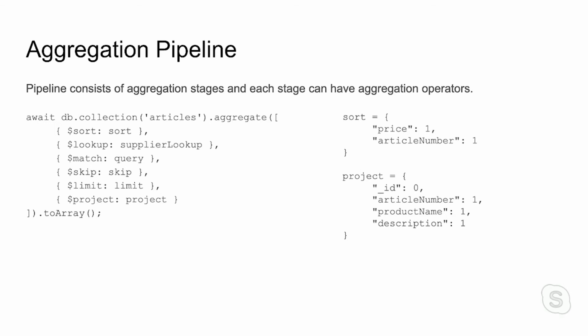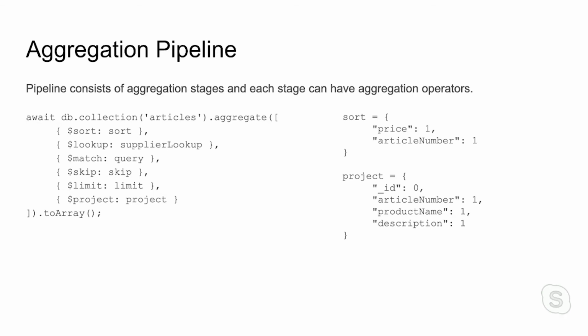And the project is a nice feature because these documents can be quite huge. So the project, in this case, on the right side, you can see it, tells you what fields Mongo should return. In this case, I'm telling Mongo the underscore ID should be excluded, and the article number, product name, and description should be included. So in this case, every document will have only 3 properties.